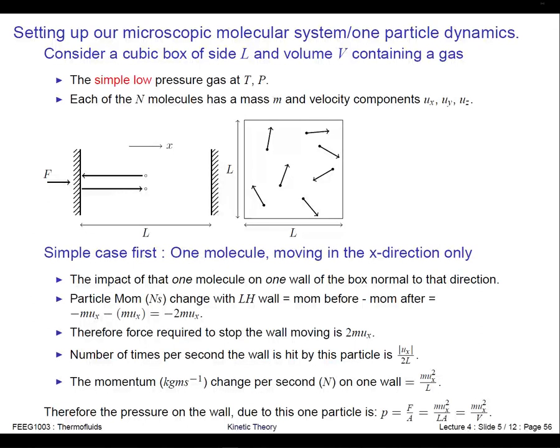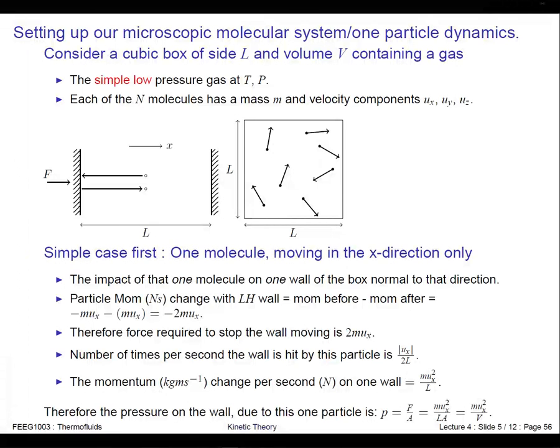And then we can do things like work out how often the wall is hit by the particle. So effectively it can do one transit for a given velocity and a certain length. For instance, if you make the cube half as big, you get twice the number of collisions. So we can work out the number of times per second the wall is hit by the particle. This is the magnitude of the particle velocity in the x direction divided by 2 times the length.